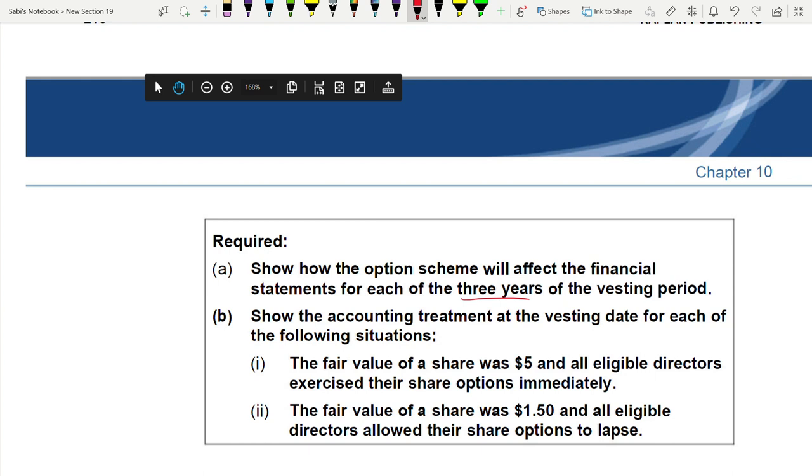Coming to B, you have to show, okay, when option is exercised and when option is not exercised, the accounting treatment. The fair value of the share was 5. Okay, and all eligible directors exercised their share options immediately. Fair value of the share option was 1.5, and all eligible directors allowed the option to lapse. That means they didn't exercise. So first, let us finish the part A.